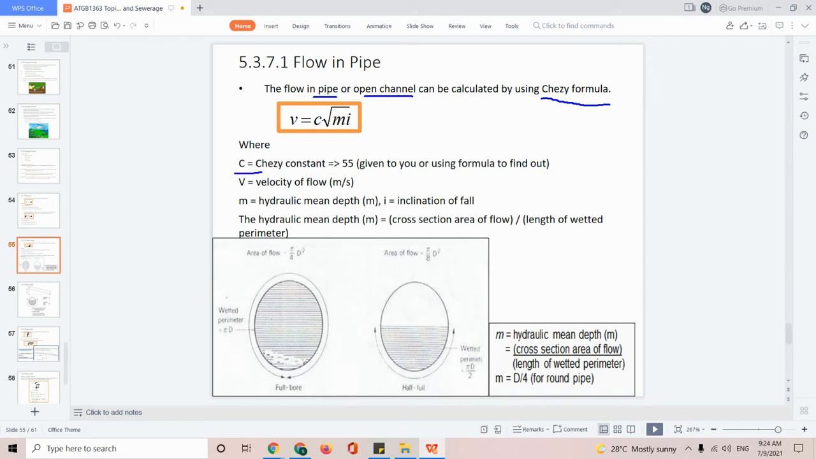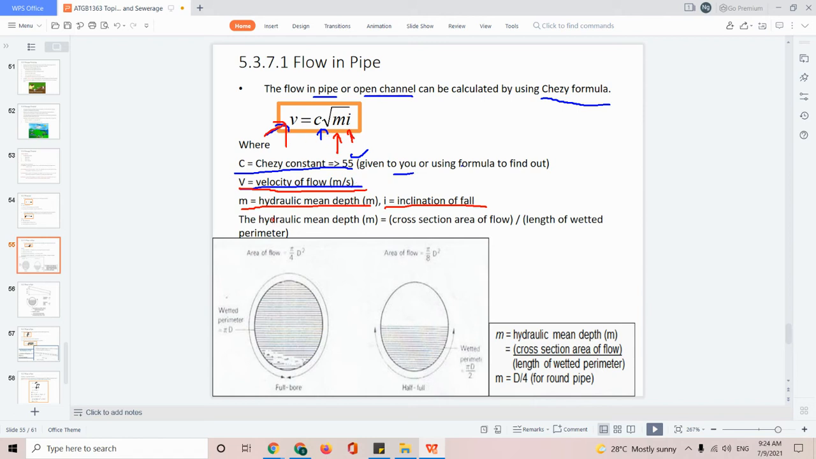So C is actually a constant. This will be given to you in the question itself, or it will be stated that you want to use the value of C to be 55. So this one is C, and then you have your velocity, which is this V, and then you have your hydraulic mean depth, which is this M, and then you have your inclination, which is I.